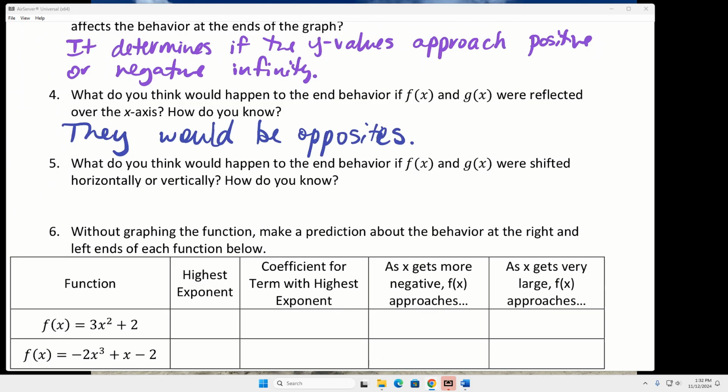Well, do you think that shifting up or down or left or right would change what happens at the ends? So if it's pointing up both sides and you shift it around, does it change it? Yeah, it doesn't change it.